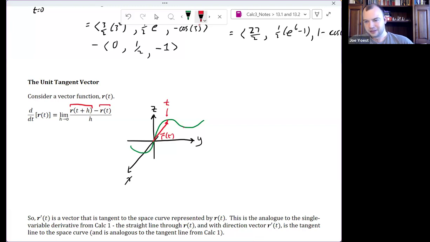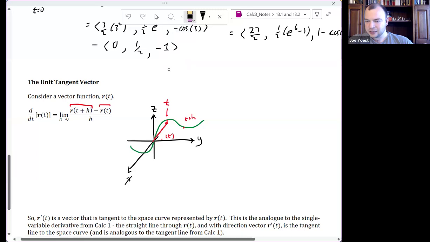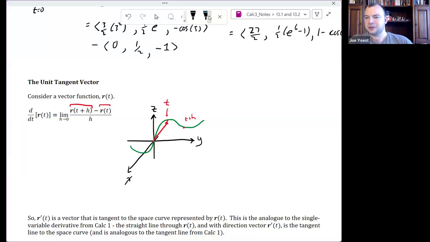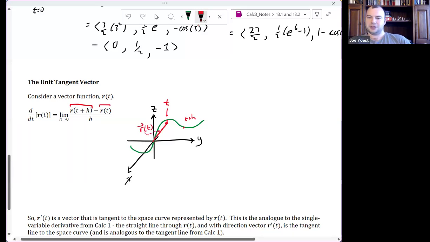I have another vector that points from the origin to the coordinate at t plus h. Let me actually move this r of t bit here, move it to the other side. It's going to get in the way there. So that vector is r of t. I have another vector, r of t plus h.